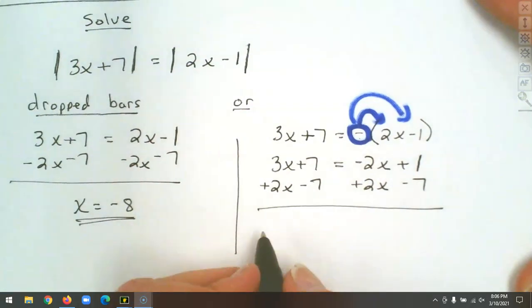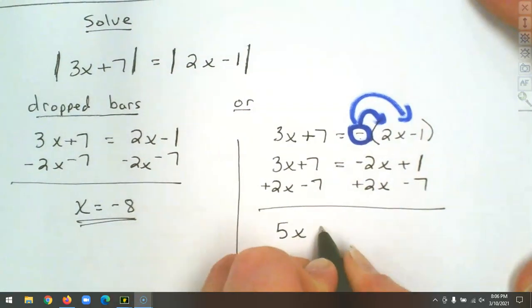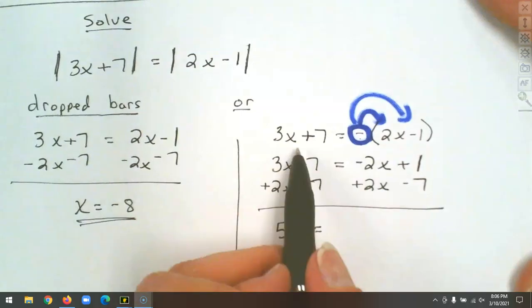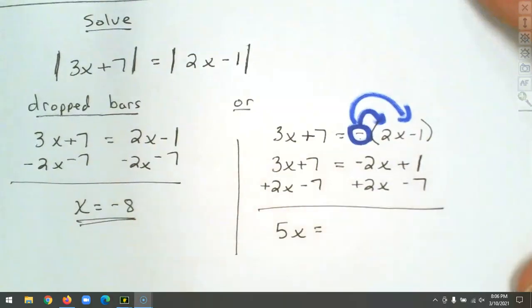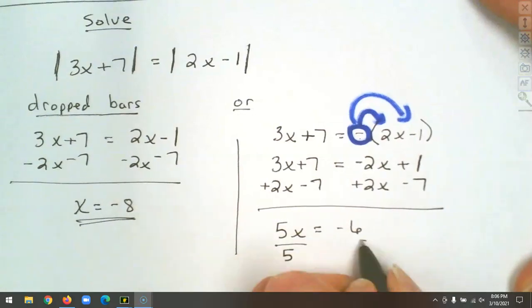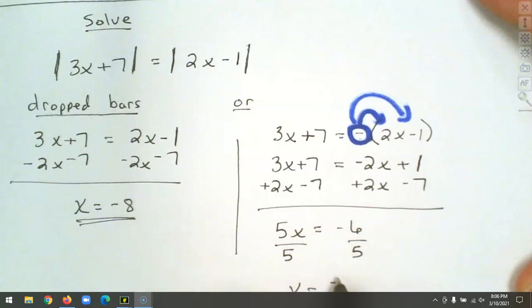So 3 and 2 makes it a 5x. The 7's cancel. The 2x's cancel. And 1 minus 7 makes it a -6. We'll divide by our 5. And that gives us now x equals a -6/5.